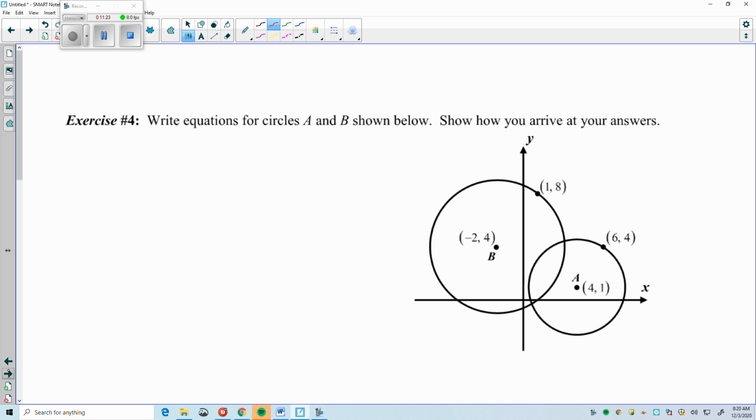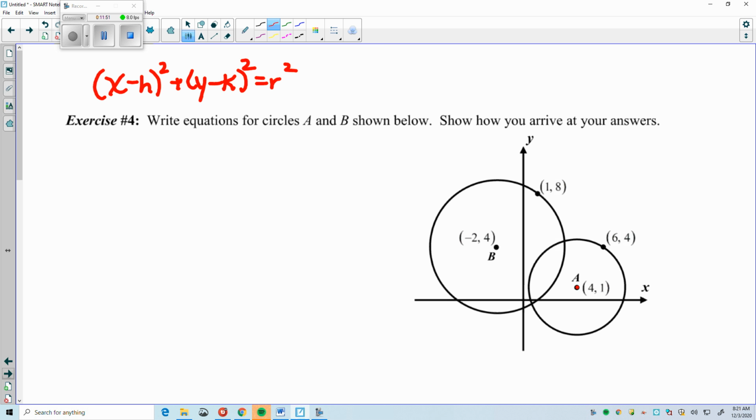Okay. So our next question here is we're going to write equations for circles A and B shown below. So if we're going to write the equation of our circle, I'm just going to write our formula up above: (x - h)² + (y - k)² = r². So we need to know the center and the radius. We know the center on both circles. What we don't know is the radius. Okay, so we have options on how we could do the radius.